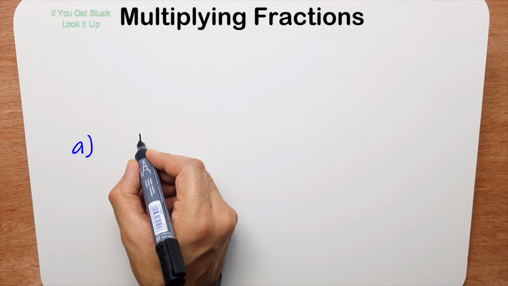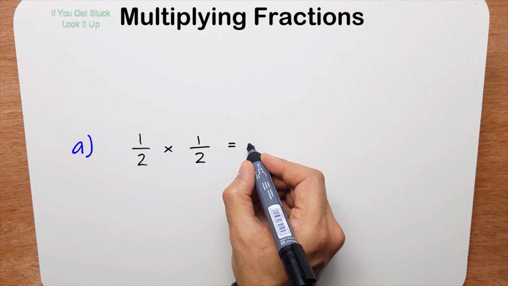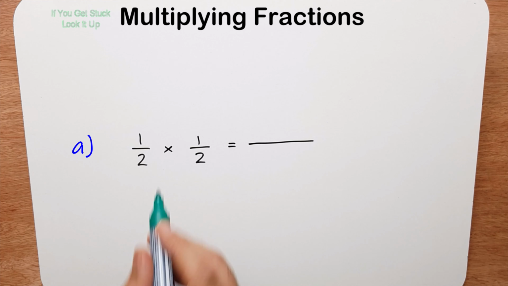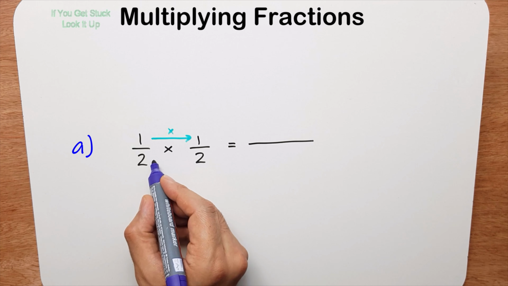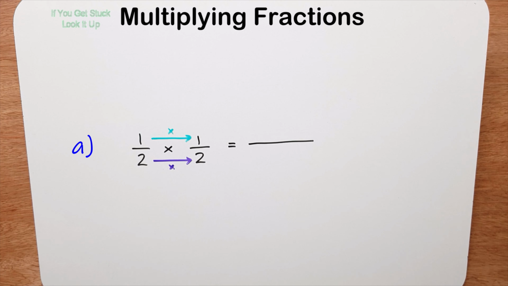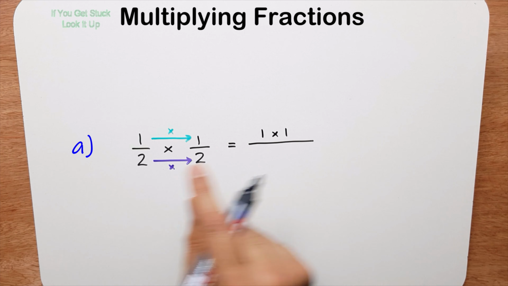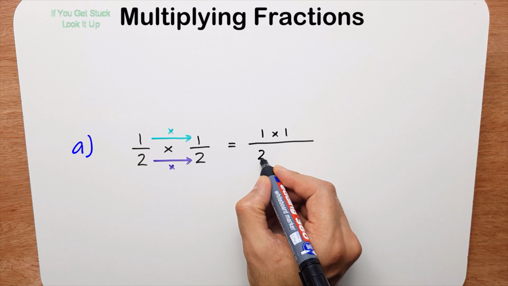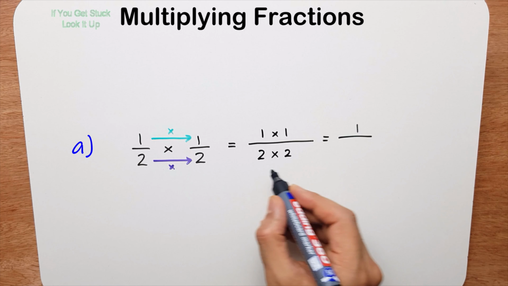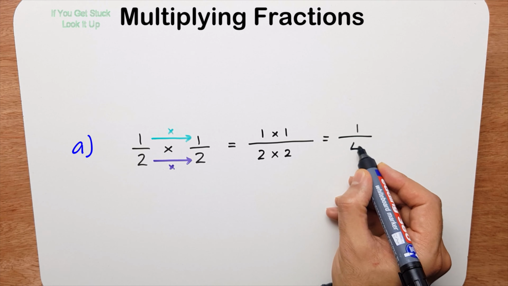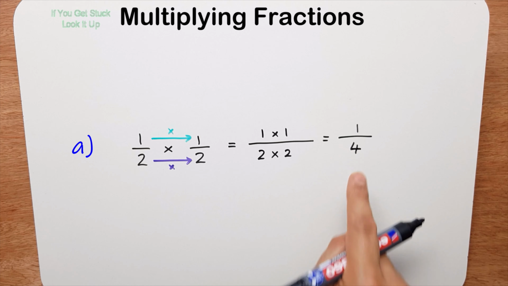So the first question is 1/2 times 1/2. Put the fraction line down and we multiply straight across. 1 times 1, and 2 times 2. And 1 times 1 is 1, and 2 times 2 is 4. So 1/2 times 1/2 is 1/4.